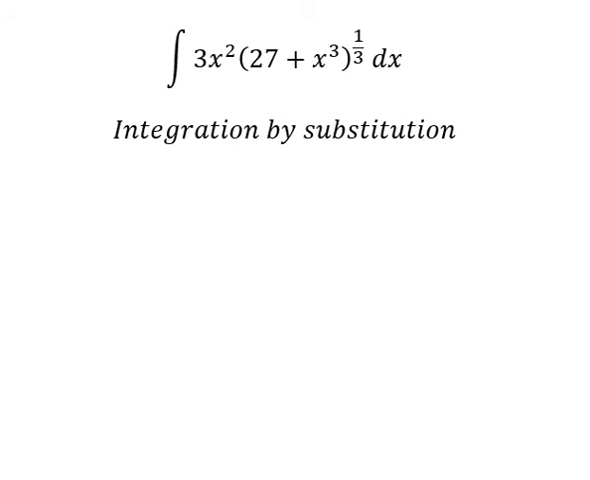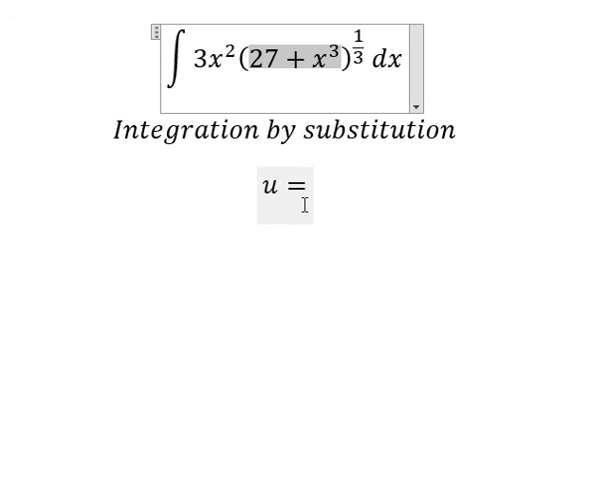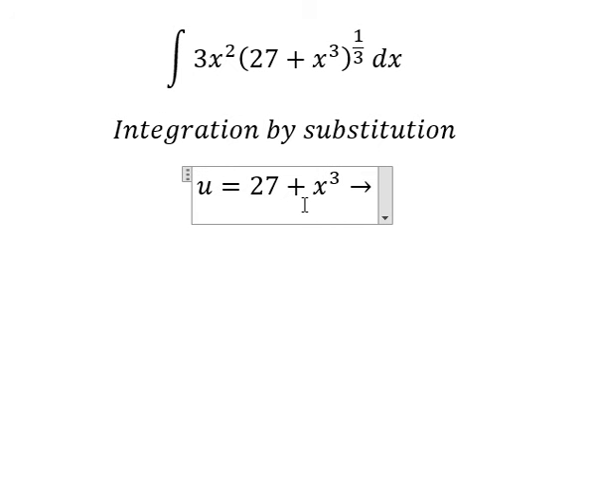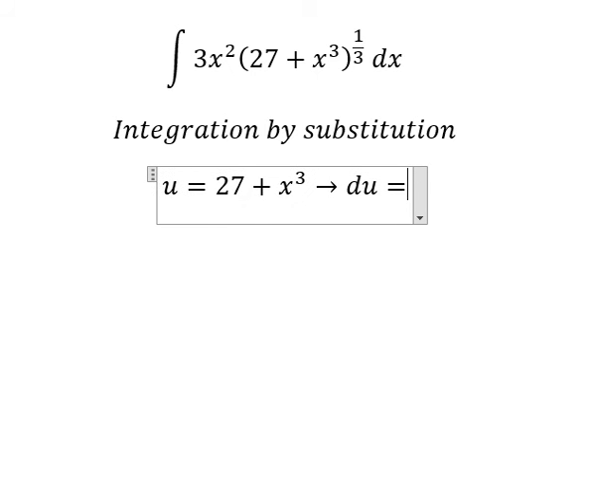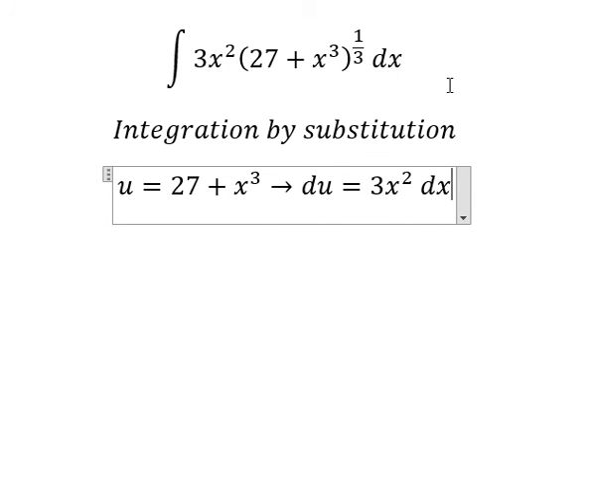So I will put u equals to this one. Later we do the first derivative for both sides. First derivative of the constant, you get 0. First derivative of s to the power of 3, you get 3s squared ds.